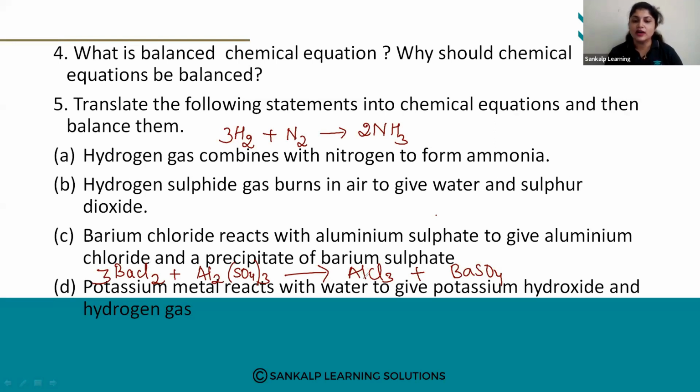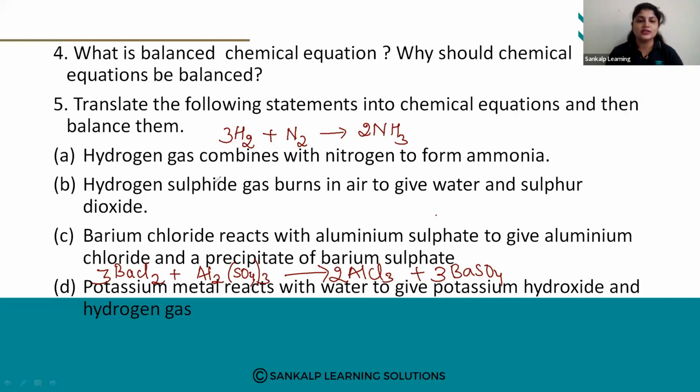Now here aluminum chloride is 3, so I'll balance this by 2. So this becomes 6 now. Now aluminum is 2 here, and aluminum is 2 here. Sulfates, here it is Al2(SO4)3. Now here barium is 3, here there is 1. So here also I'll write it as 3. Now if you see, it is balanced. So now it is balanced.